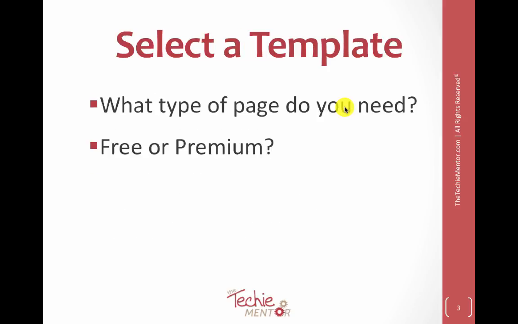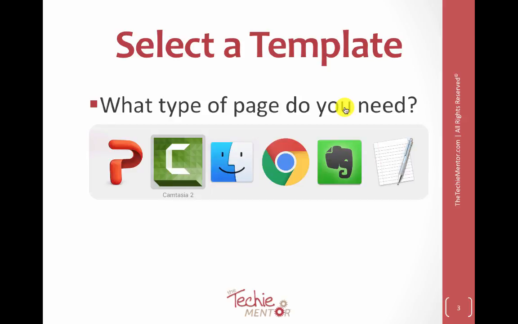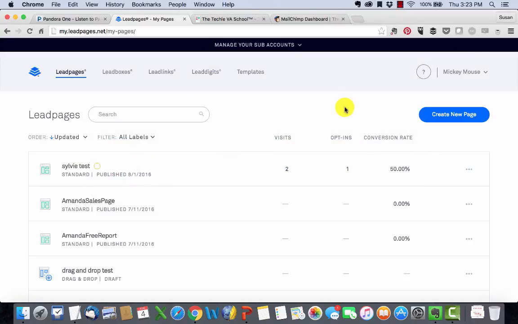So, selecting a template. As I said, this can be the most difficult step because if you don't get it right, you have to start over, right? So what type of page do you need? What I found is best is for you to just start by filtering the type of page that you need. And then do you want a free or premium? Which is the type that you want? So let's jump over and have a look.